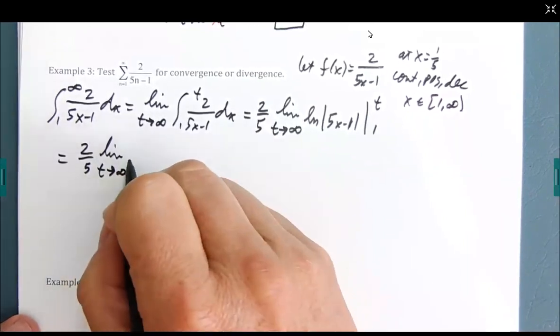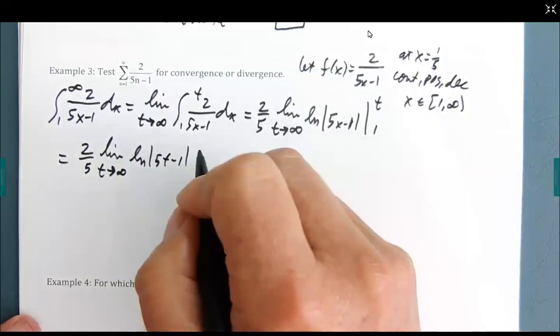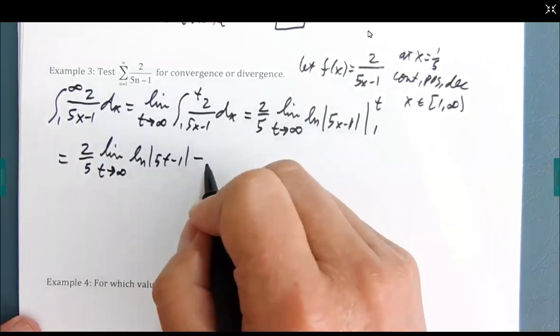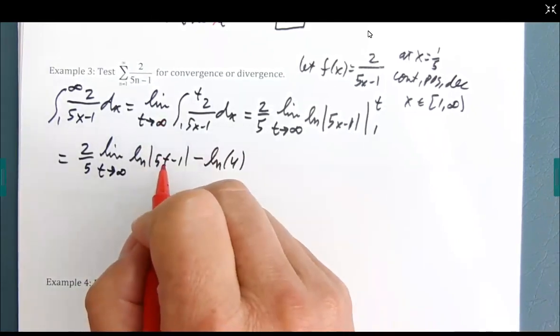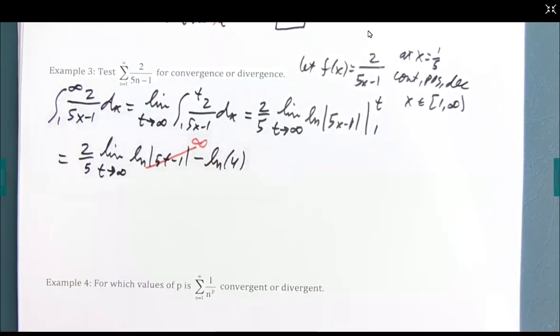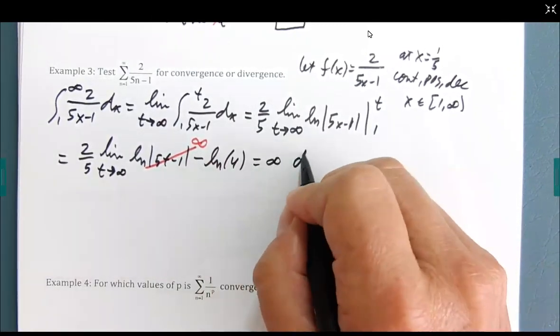And that's going to give us ln of 5t minus 1 minus, and I put a 1 in there, that's going to be ln of 4. Notice I don't need the absolute value because 4 is only positive. Now here is the problem. This, as t gets large, which it's going to do, goes off to infinity. And infinity minus natural log of 4 is just infinity, which means it's divergent.